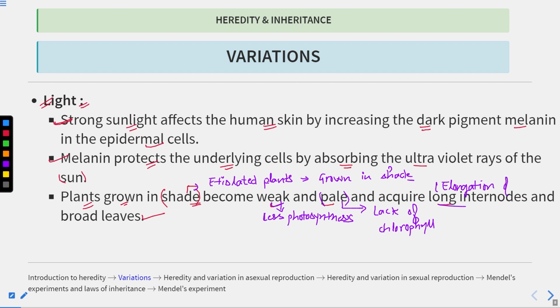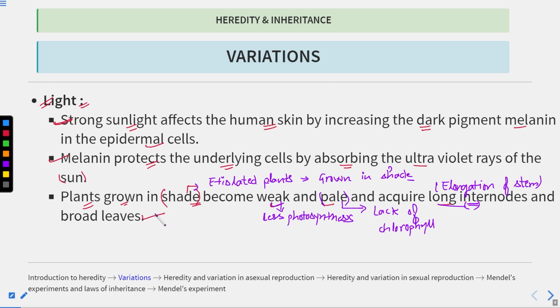The stem will elongate, and why? To acquire sunlight. Clear? You know the stem consists of nodes and internodes, and the elongation of the internode takes place. That's why the stem elongates, to acquire more sunlight. Clear? And the leaves will also be broad.